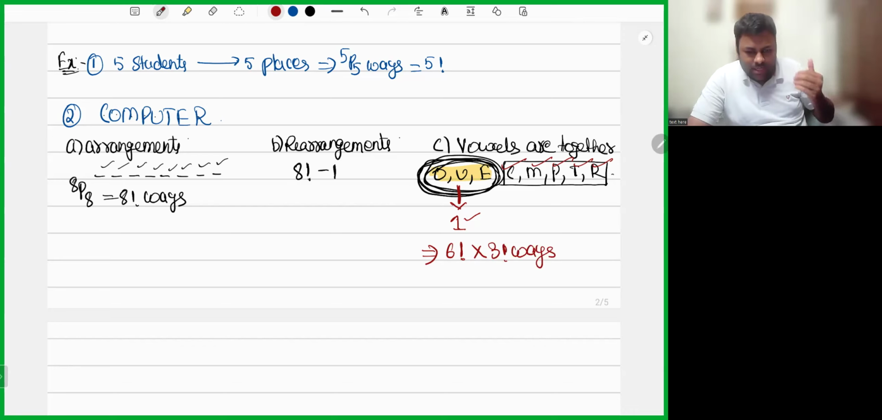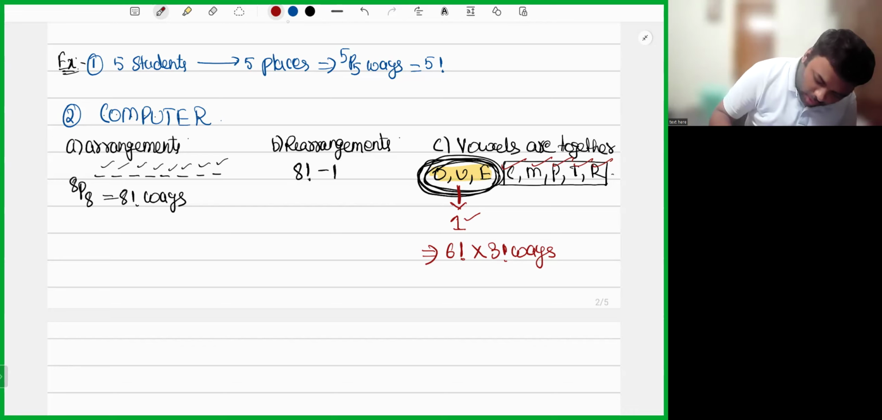Arrangements, all the 8 letters will come outside and arrange themselves in 8 factorial ways. Rearrangements, they'll come outside, they'll arrange. But he's saying rearrange, so the word computer should not come again. So minus 1. Vowels are together. O, U, E, you packed them together. You made them into one strong unit. However, inside that they can interchange among themselves. There is no issue.